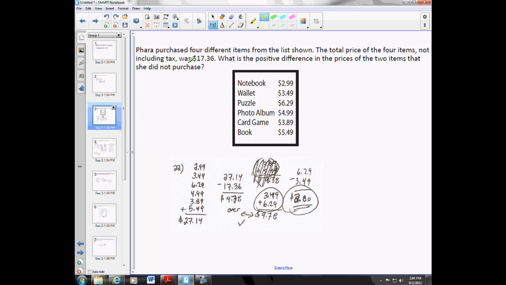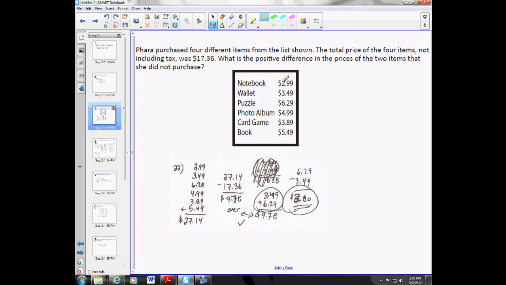All right, now this one, Fair purchased 4 different items from the list below. The total price of the 4 items, not including tax, was $17.36. What is the difference in the prices of the 2 items that she did not purchase? The easiest way to do this, rather than just guess and check, is to first figure out what all of them add up to. If you add up all 6 of these items, you get 27.14. If you only paid 17.36, you subtract that. So that means you're $9.78 over.